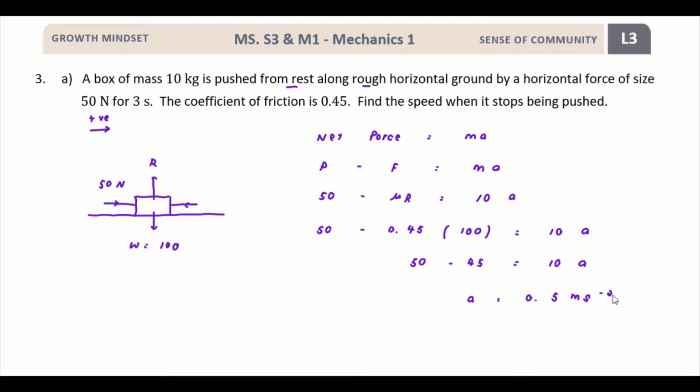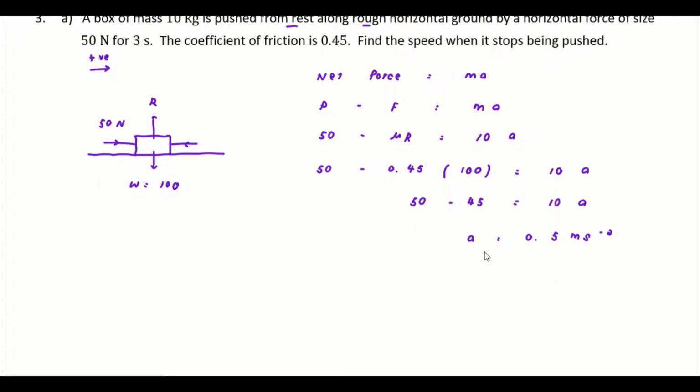So after we get the acceleration, you can see at this point the push is still larger than the friction, so the acceleration is a positive number. So the initial velocity is 0. The final velocity is what we want to find. I'm sorry, so the acceleration is 0.5.